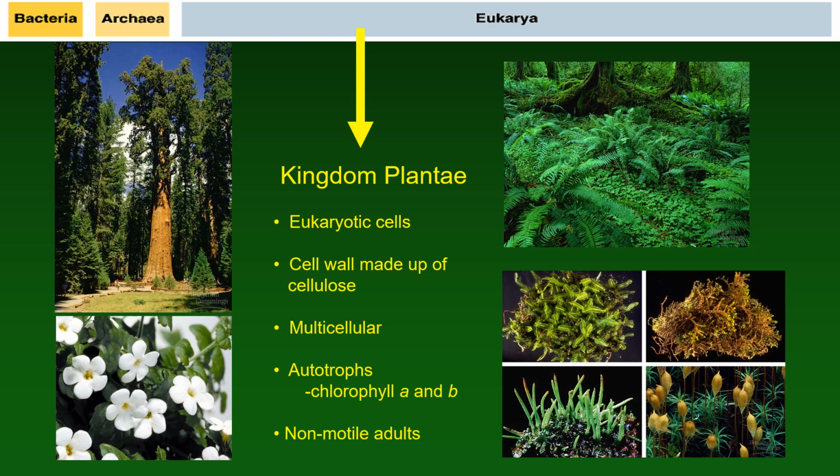They don't move around. They do have gametes, though, that in some cases are flagellated and can swim, as we'll see. They come in many, many forms. Some of them are huge, things like sequoia trees. Some of them are quite small, but we have things like mosses and ferns and flowering plants, and we'll talk about each one of those groups.